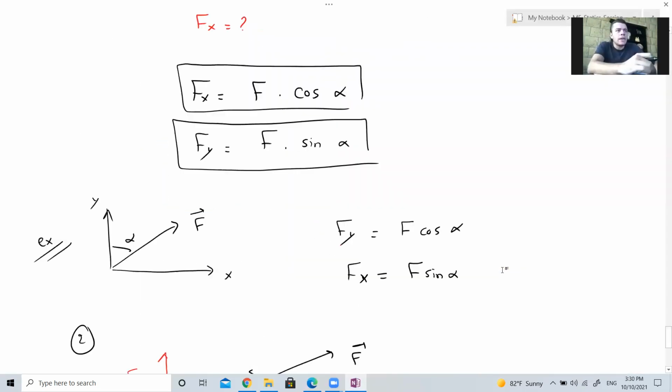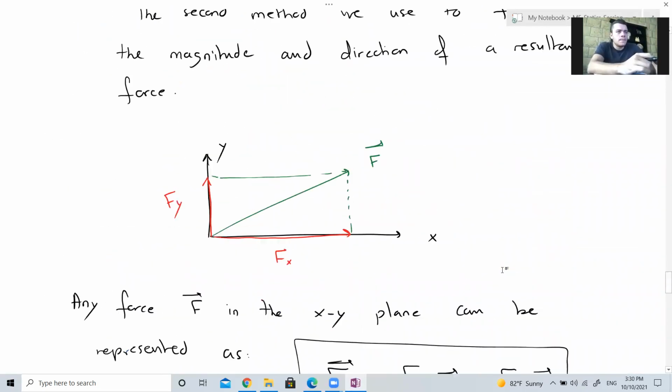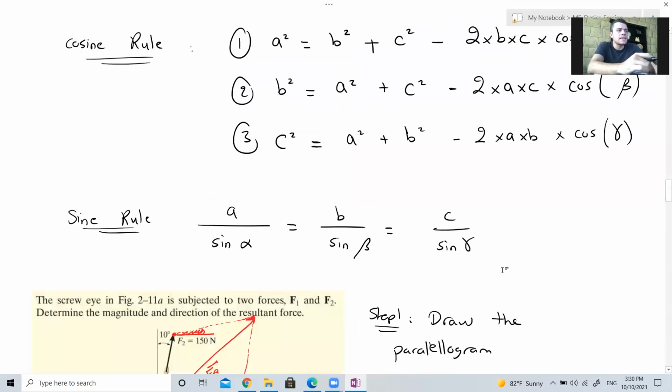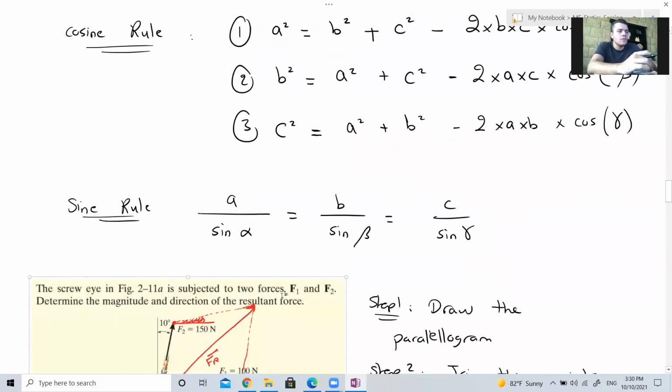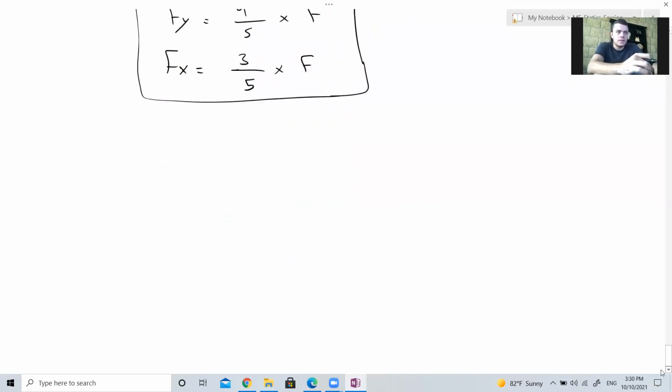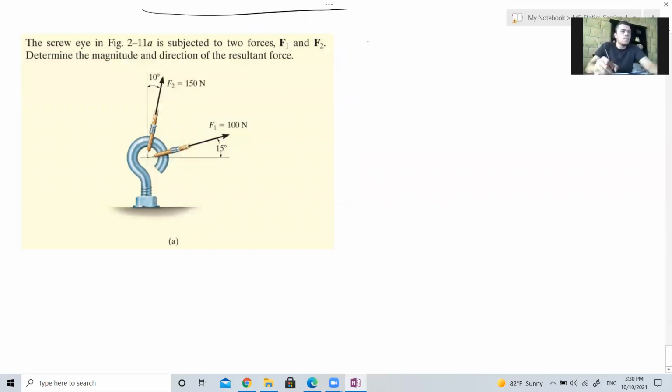Now we will solve, you and I, Abdelrahman, the same exercise that we solved, but using the second method. So how to solve problems using the Cartesian method.